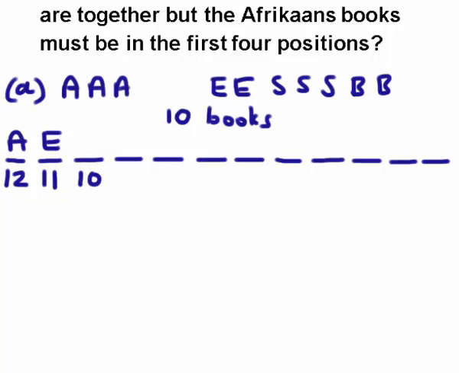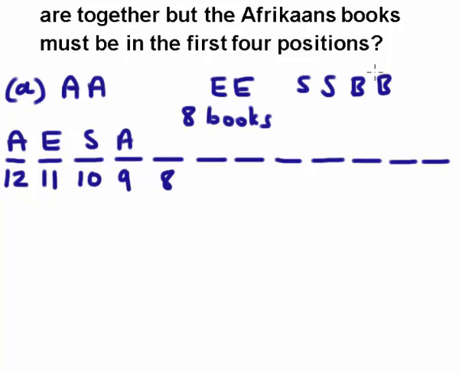So let's pick a book. Let's take a science book and put it into the third position, and it leaves us down to 9 books. So we have 9 possible choices for the fourth position. Let's take another Afrikaans book and bring it in, giving us now 8 books left. So there are 8 choices for the fifth position.